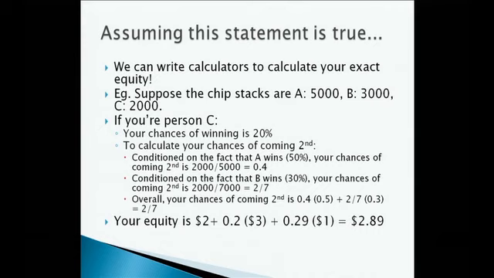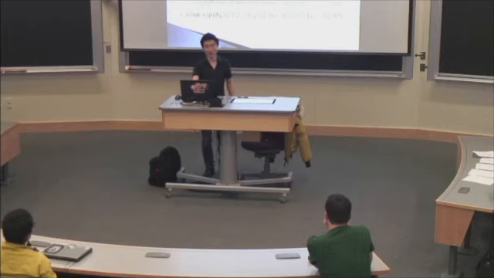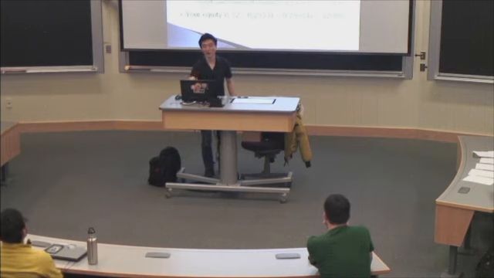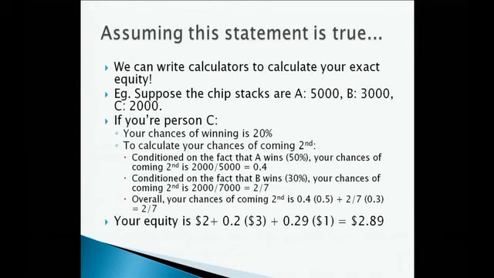So how do we calculate it? So let's calculate it for player C. So essentially what it's saying, your chances of coming first is 2,000 over 10,000, which is 20%. And then to calculate your chances of coming second, you just condition on each of the other players winning. So conditioned on A winning, which will happen 50% of the time, we assume that our chances of coming second is 2,000 divided by 5,000, which is the remaining number of chips besides player A.